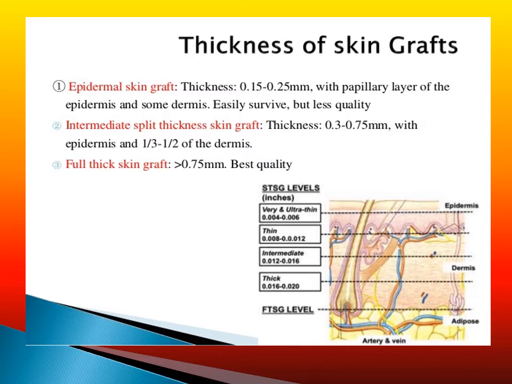And here you can see the levels of the skin graft in epidermis, dermis and adipose tissue. In epidermis it will be very thin and ultra thin, and in dermis it will be intermediate, and in between dermis and adipose it will be full thickness.